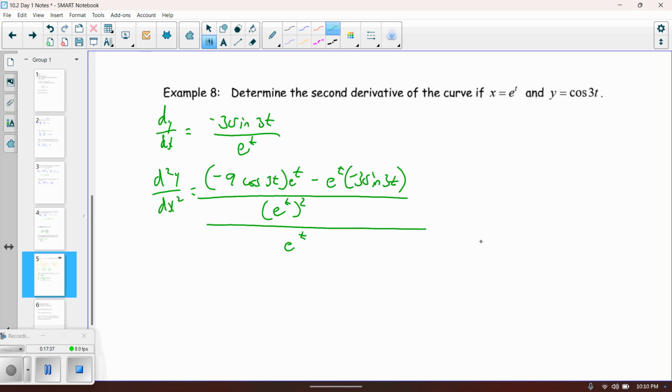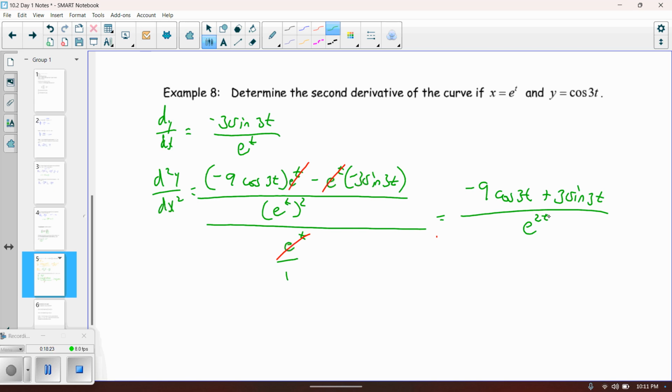So the nice thing here is, if you can see this, great. If you have to multiply, you can always make that over 1 and multiply the reciprocal of the bottom fraction. You're going to introduce another e to the t in the denominator, but what you should see is that I have e to the t in both of the numerators. So really what's going to happen is that one will cancel with that one. And what we are left with here is negative 9 cosine of 3t plus 3 sine of 3t divided by e to the 2t.